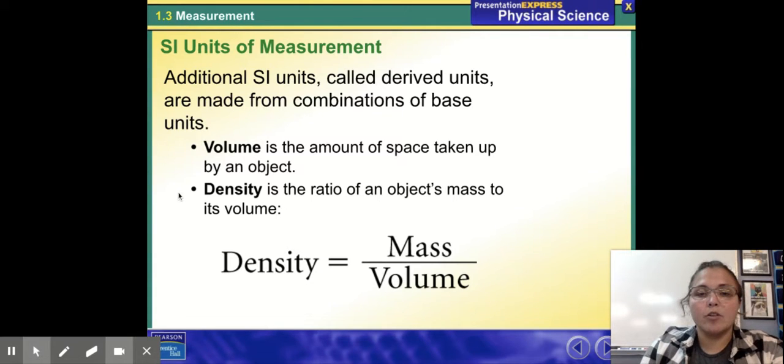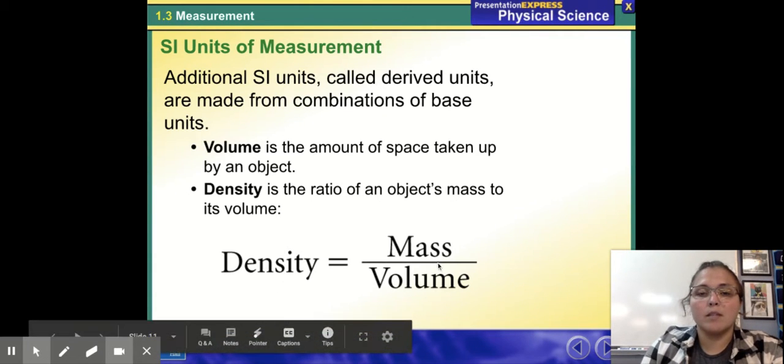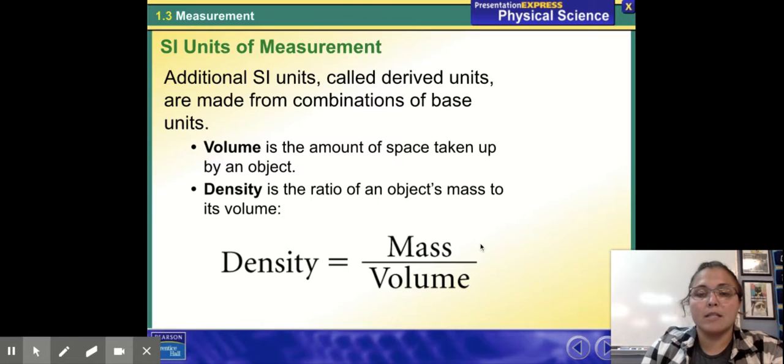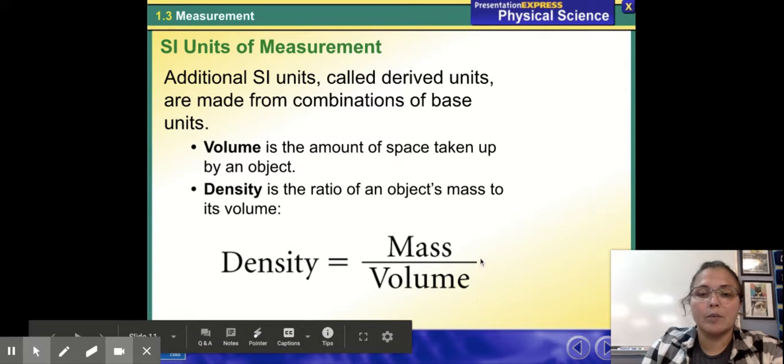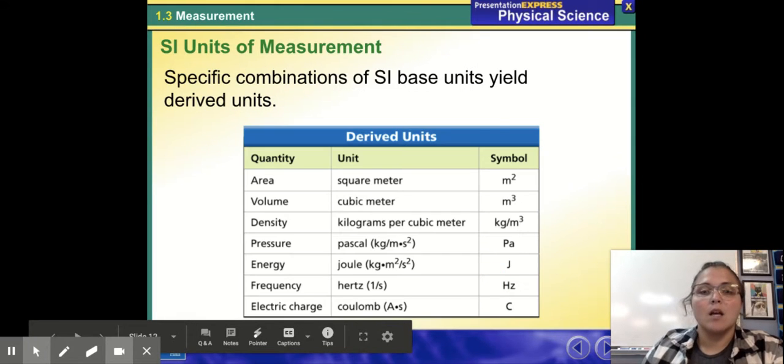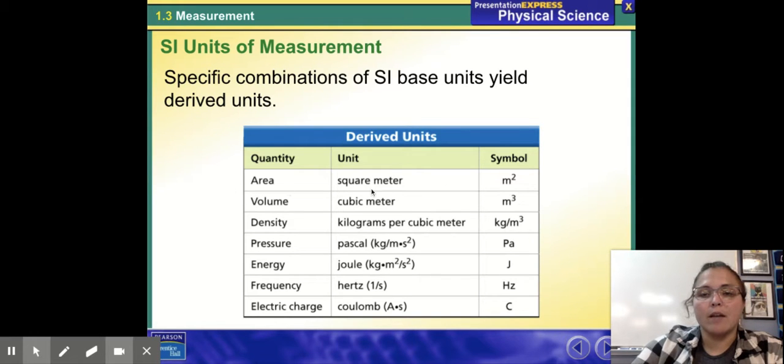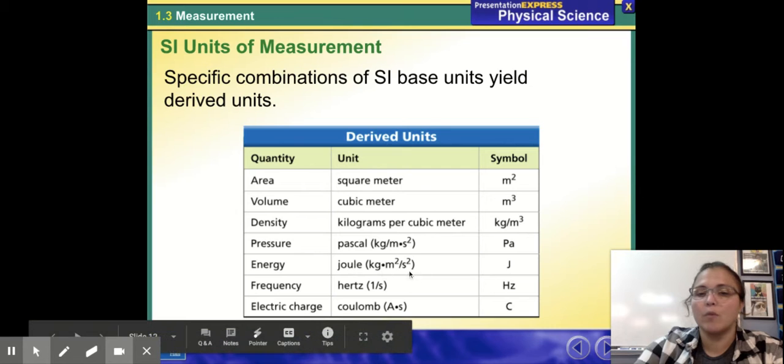Density is another derived unit, and so density's formula is mass divided by volume. And so the unit for density is going to be some mass unit over some volume unit. Usually it's grams per milliliter. So here's some examples of derived units: area, square meters, volume, cubic meters, density, kilograms per cubic meter. Energy is one that we will focus on in this class, is a joule, and so on.